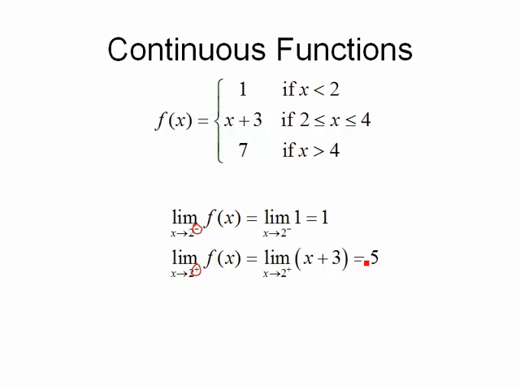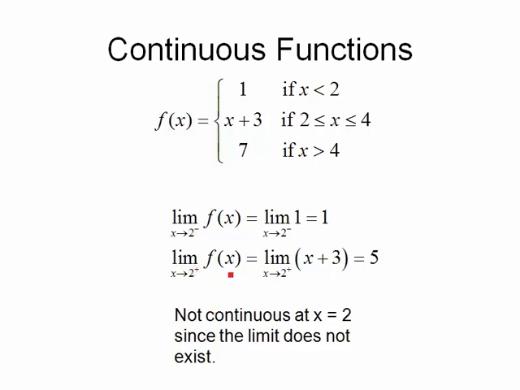2 plus 3 is 5. So my two one-sided limits do not match up. What that means is that if I try and do the limit as x approaches 2 from both sides, it is not going to match up. So the limit does not exist, so this is not continuous automatically.